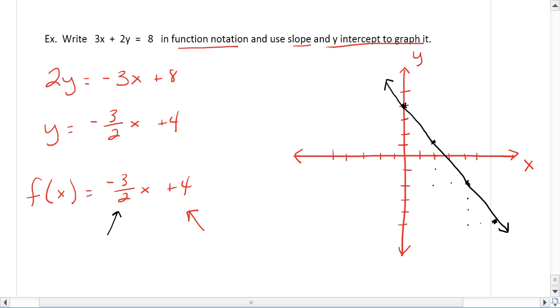All right, now you have the knowledge you need for section 2.3. Sorry, 2.2. Have fun with that.